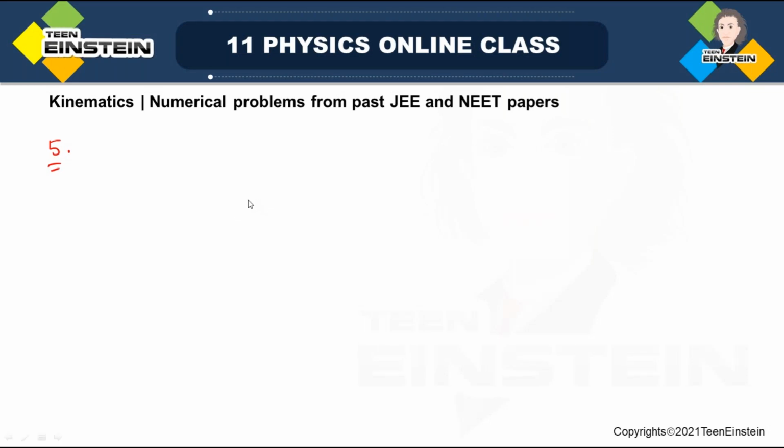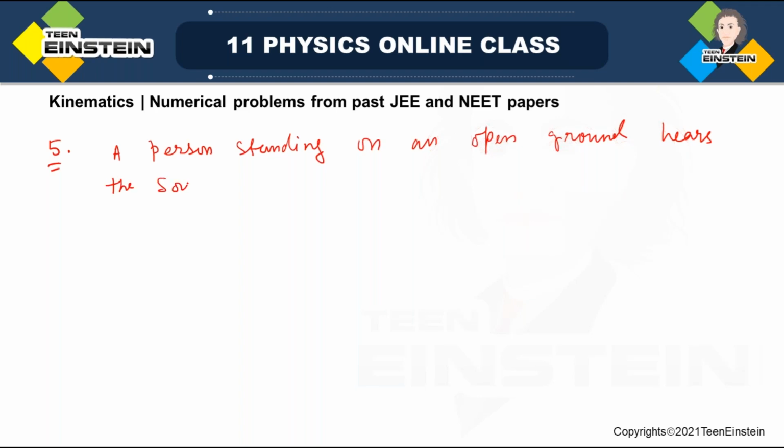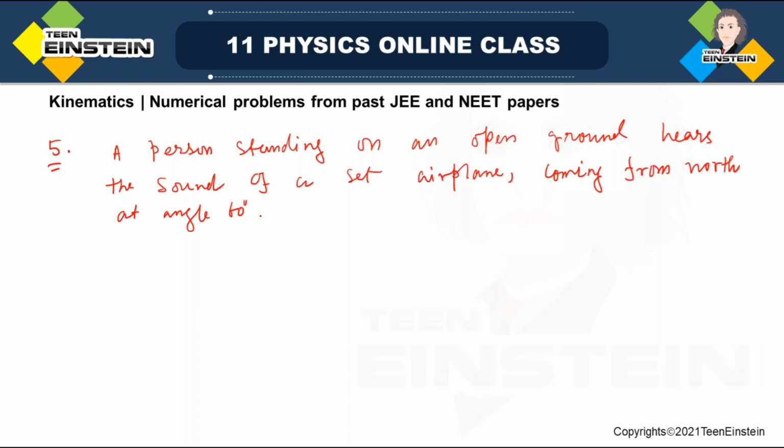The question is saying that a person standing on an open ground hears the sound of a jet airplane coming from north at an angle of 60 degrees with the ground level.